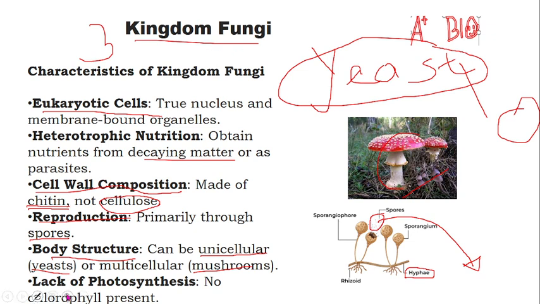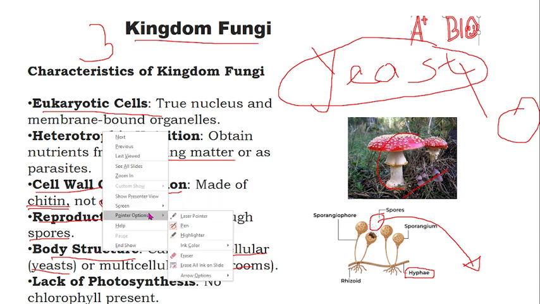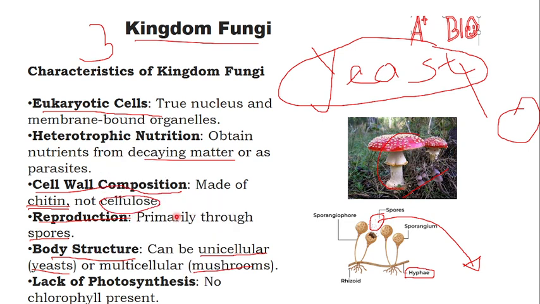Another characteristic: fungi don't have chloroplast. The difference between fungi and plants is that they don't have chloroplast, which means there is no photosynthesis. If they ask you the difference between fungus and Monera, the difference is easy. Monera are unicellular and prokaryote, whereas fungi are multicellular and eukaryote.